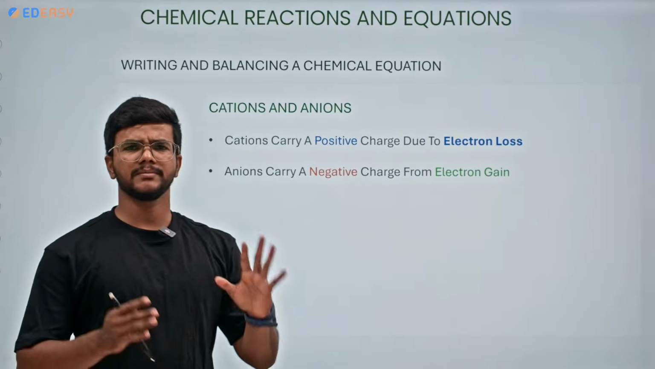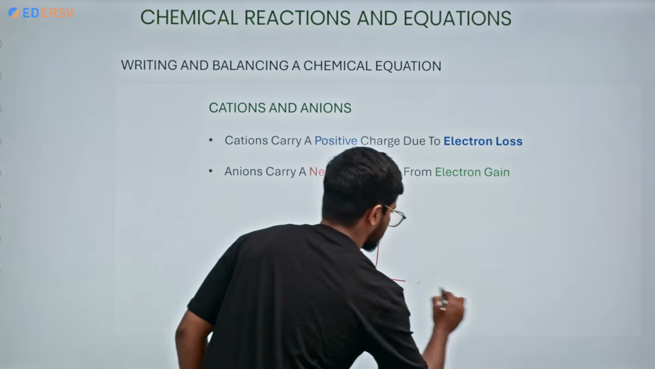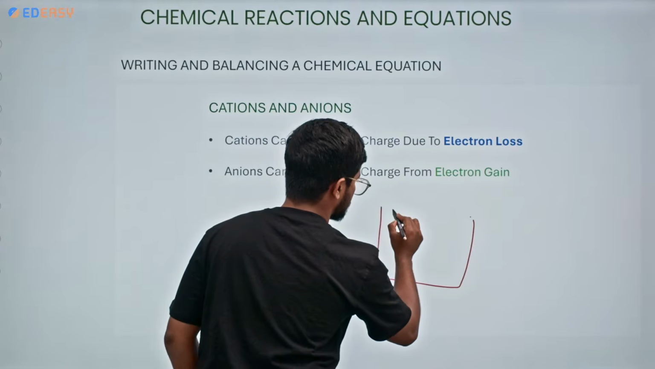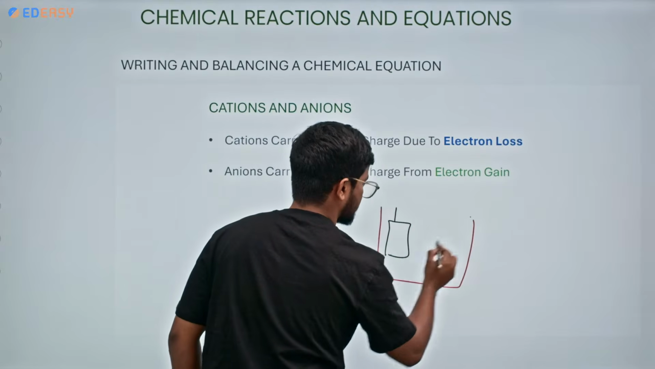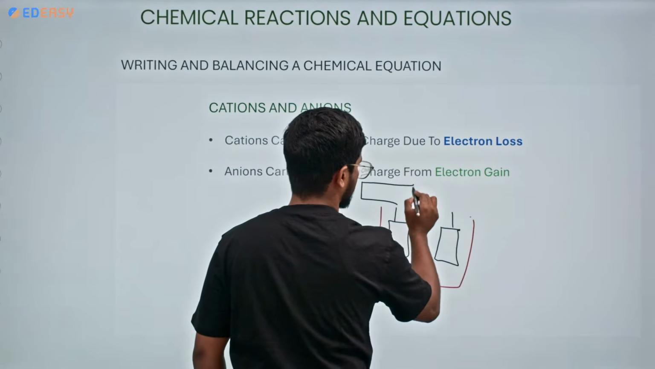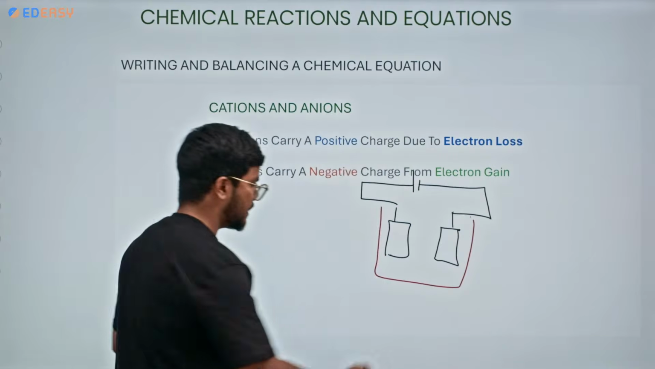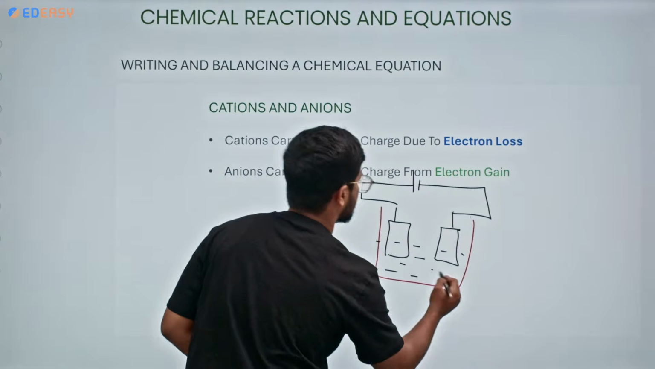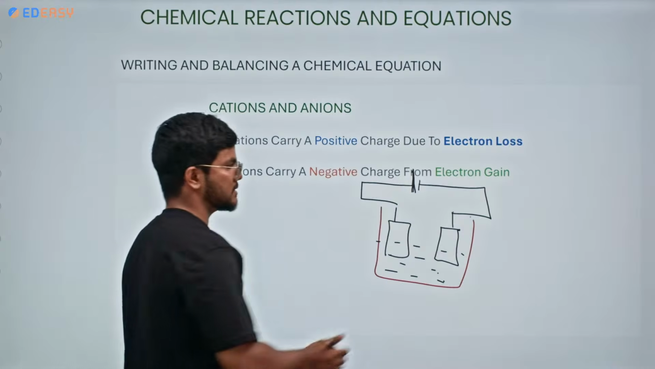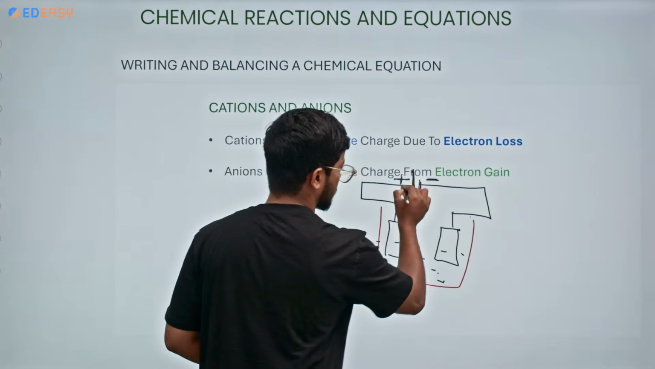Cations and anions. What is the meaning of cations? Let me show an example with the diagram. Let us assume this is a beaker. The beaker contains two rods. They are called electrodes because they are directly connected to the battery. So here is the solution. The longer terminal is the positive terminal. This shorter one is negative. So this is a negative terminal. This is a positive terminal.